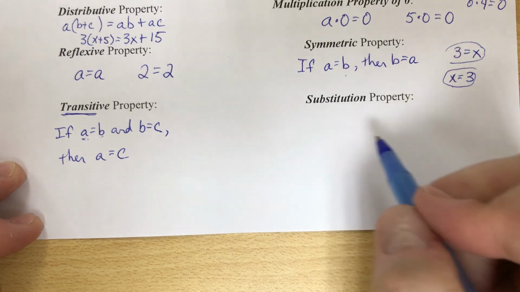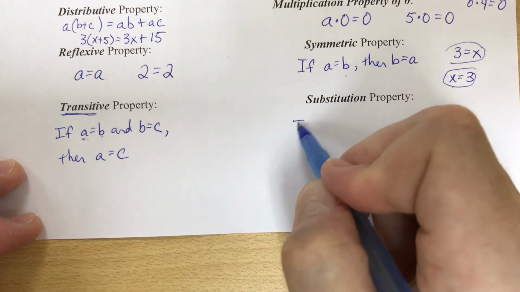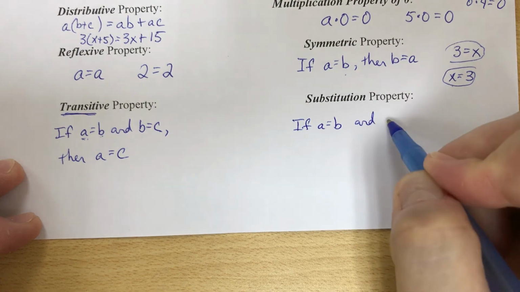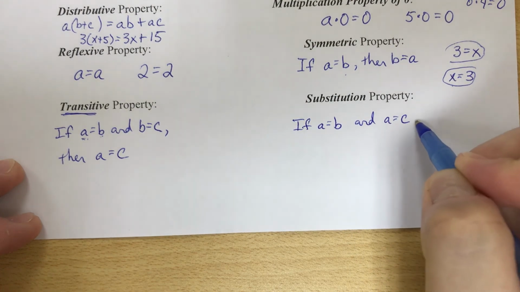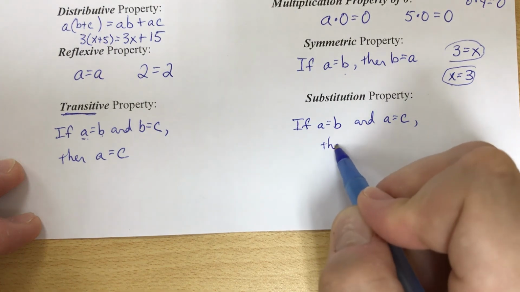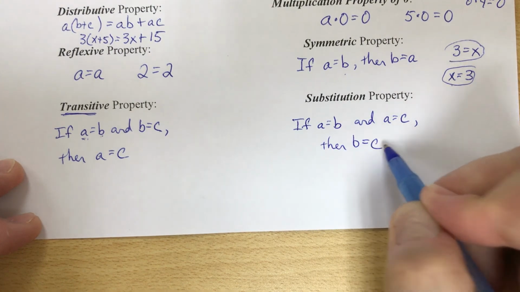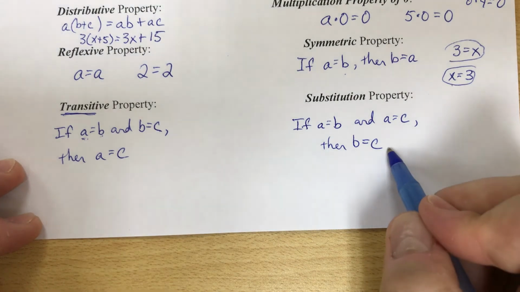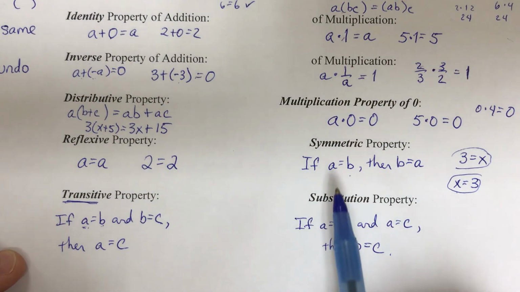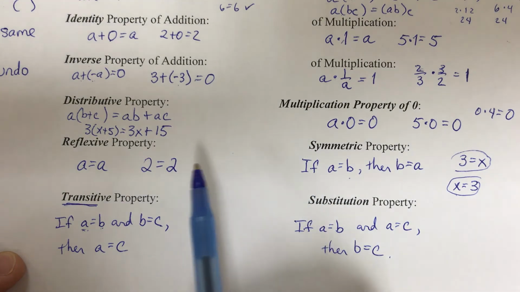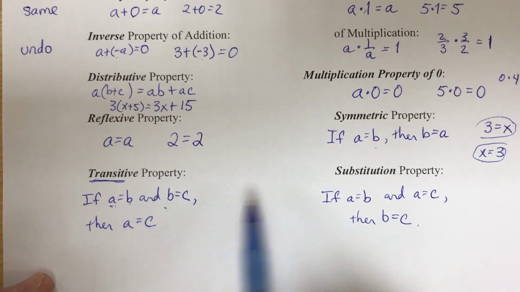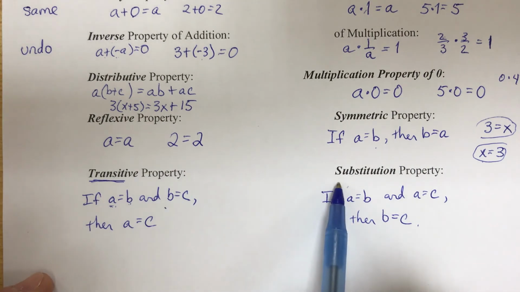And the last one is substitution, which is very similar. If A equals B and A is equal to C, so if A is equal to both of those, then we can say that B and C must be the same. And I'm going to tell you, it takes a little bit of practice as you look at these to kind of figure out which one's which, because some of them seem very close. And transitive and substitution are really close to each other.